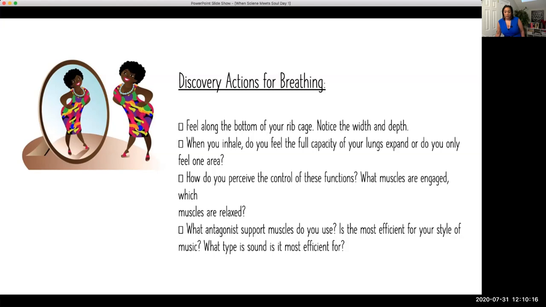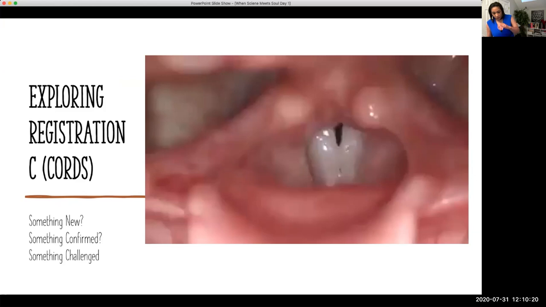So, pedagogy and perspective. Let's look at another video. So let's look at C, right? ACT. Something new, something confirmed, something challenged.